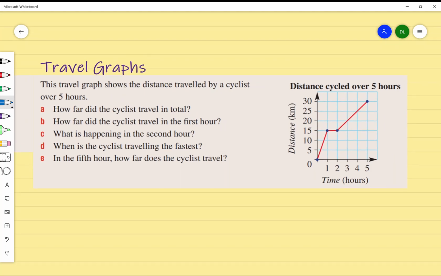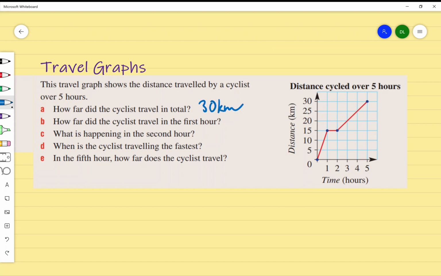Well, what I can do is I can look at the very beginning, which is right here. I can say, okay, distance is 0. And then look at after 5 hours, what's the distance? Well, I know that the distance is, by grabbing a ruler and measuring across, 30 kilometers. So I know that in total, this cyclist traveled 30 kilometers.